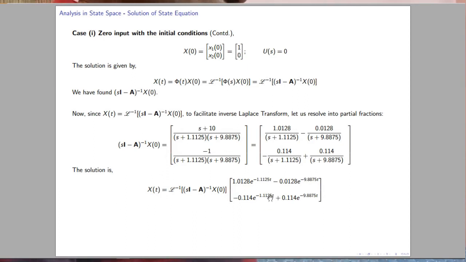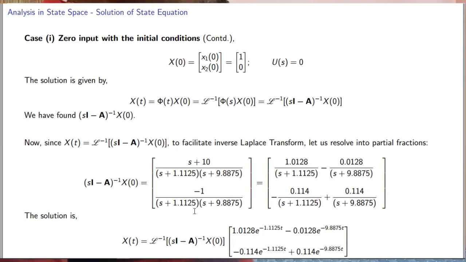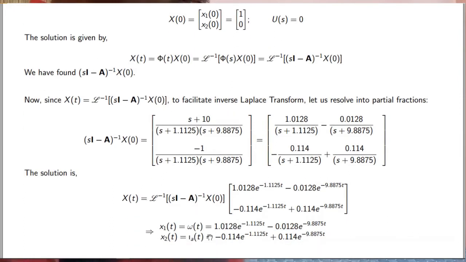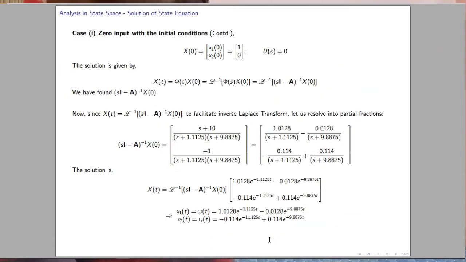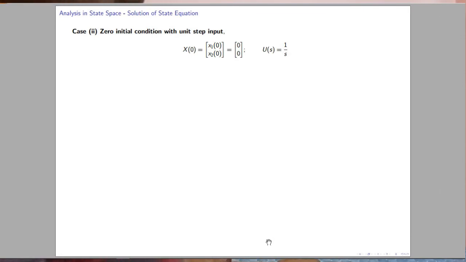That's it. So obviously x of t has two components. One is x1 of t and the other one is x2 of t. x1 of t we took as the omega of t, and x2 of t we took as the armature current. So these are the expressions. We got the solution. This is only with the initial conditions. Now the second case is no initial condition, but there is an input.